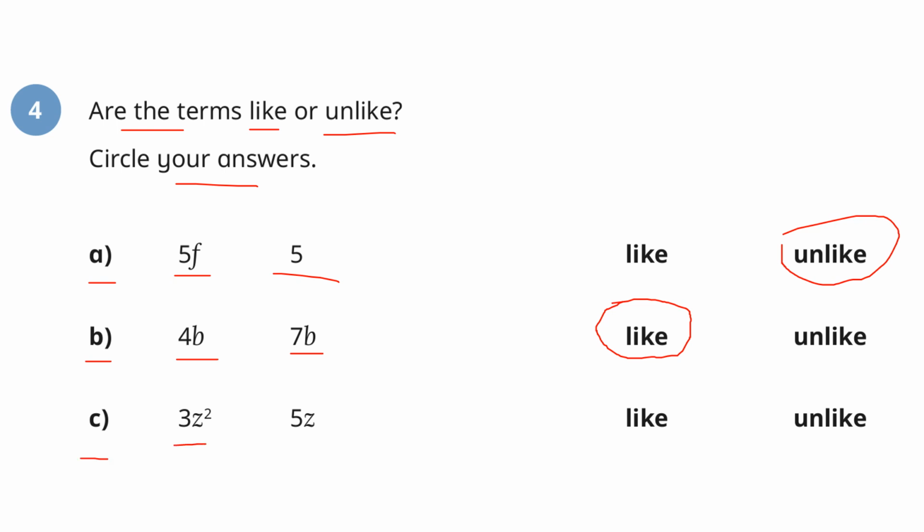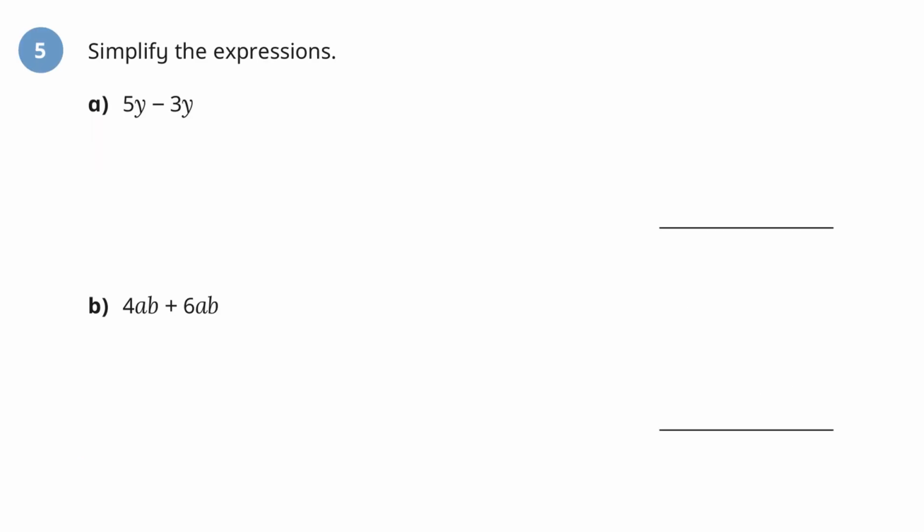Part C, 3z squared and 5z. No, z squared and z are not like terms, so I cannot collect them. I can factorize a term for part C and for part A, but I cannot combine them into one singular term. Whenever you collect like terms, you have to have the same base letter or number in that same power. So what I mean by that is you collect all your b's together, all your a's together, all your x's together, all your y's together, but x's and x squared cannot be combined in mathematics.